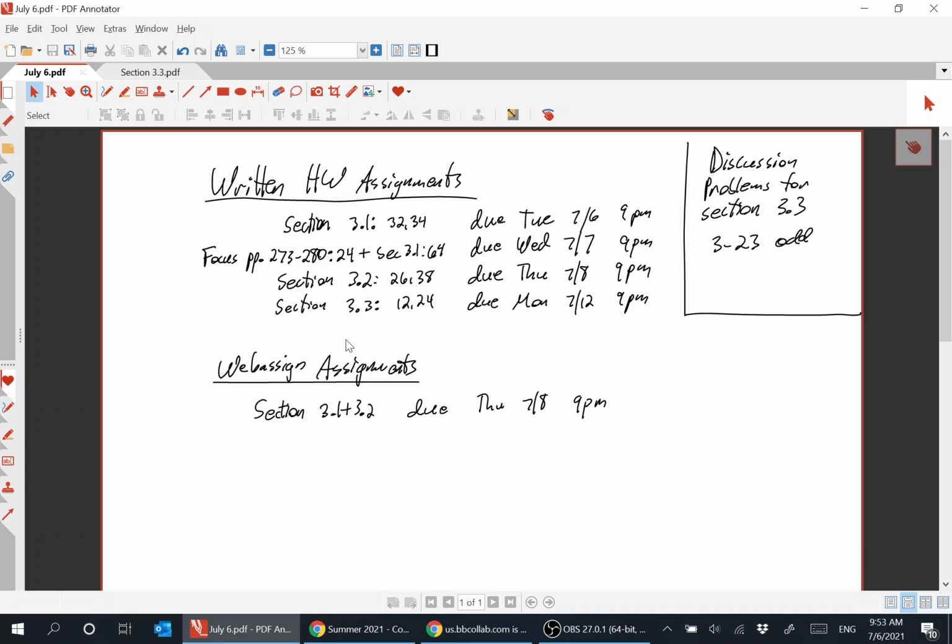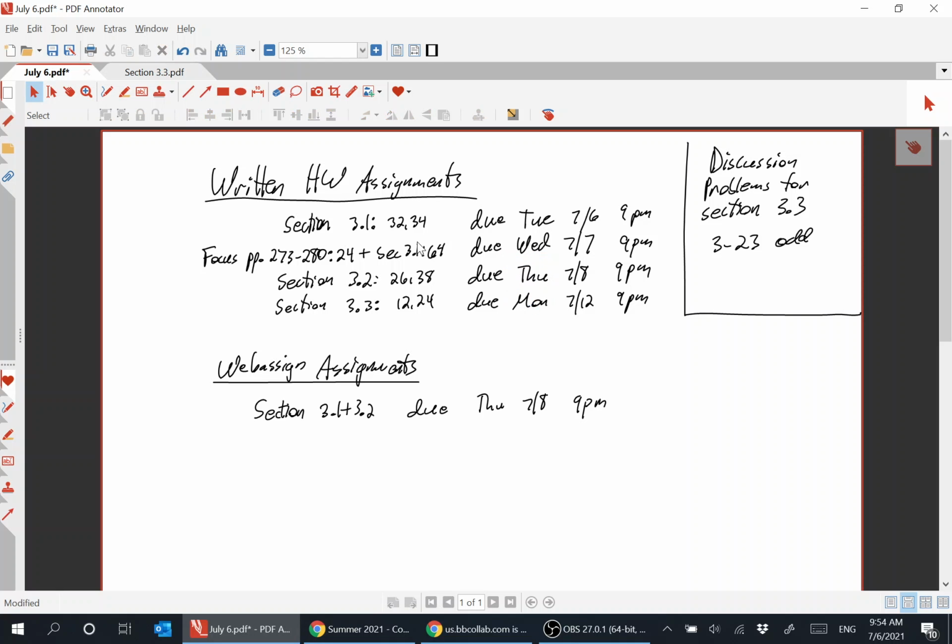So here are the current assignments. Tonight is due section 3.1, 32 and 34, tonight at 9 p.m. as usual. And the web assignment for sections 3.1 and 3.2 is due on Thursday, as is.